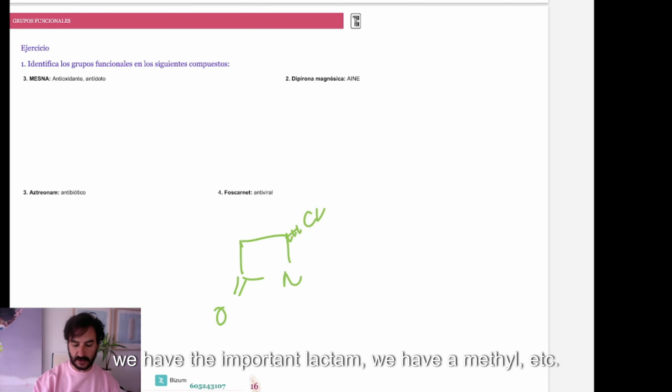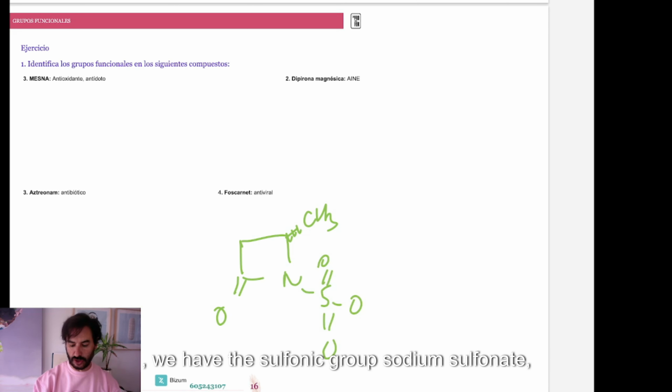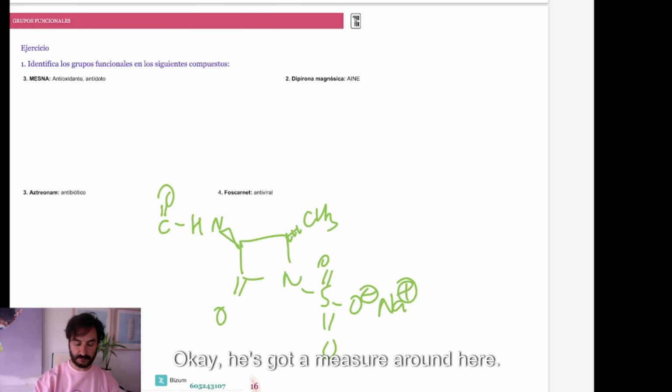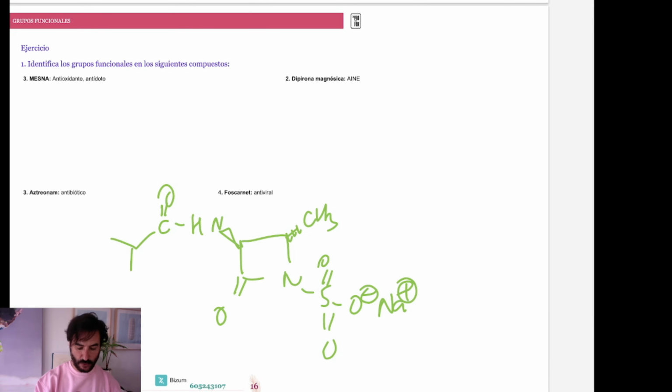Well, as I told you, we have the important lactam, we have a methyl, etc. We have the sulfonic group, sodium sulfonate, and then the rest at the back that didn't give me space, and I painted. Okay? It has a methyl around here.